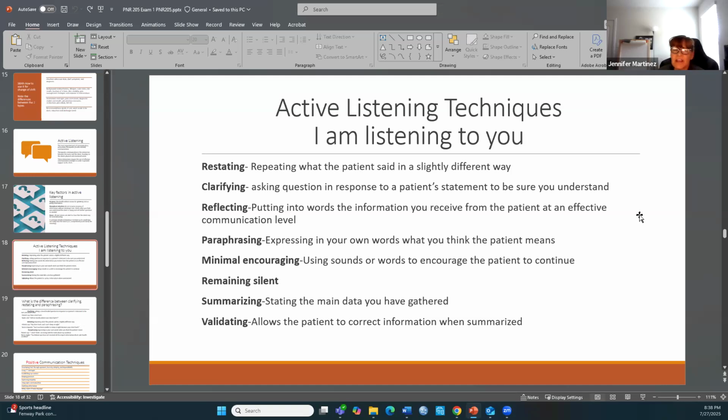Minimal encouraging, right? That's when the patient is telling a story and you want that to continue. So you're like, okay, tell me more. Sure. Really, right? You're just using those words to keep the conversation going.